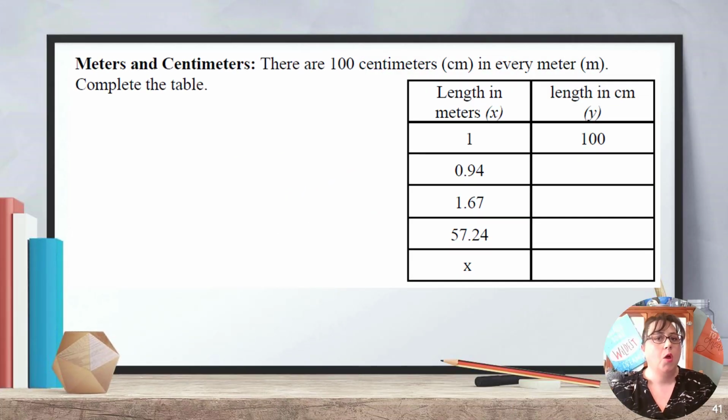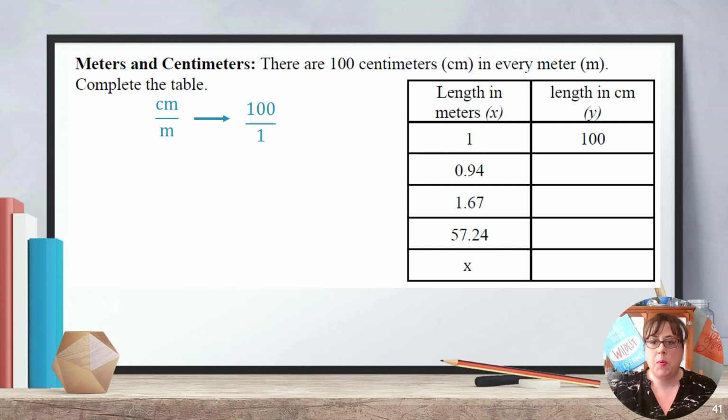So let's begin. We're going to start with this table that is looking at meters and centimeters. There are 100 centimeters in every meter, and we're going to complete this table. We're going to begin by looking at the ratio of centimeters per meter, keeping with this idea of our constant of proportionality comparing our y's to our x's, which means we have 100 to 1.